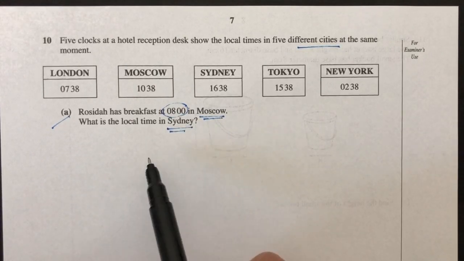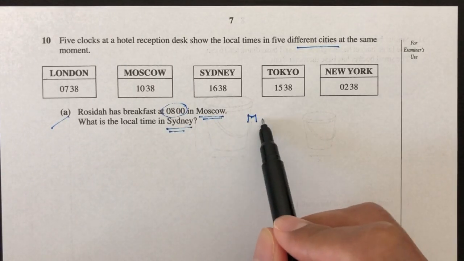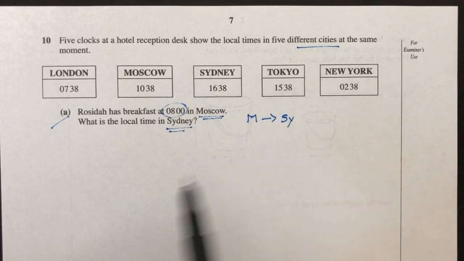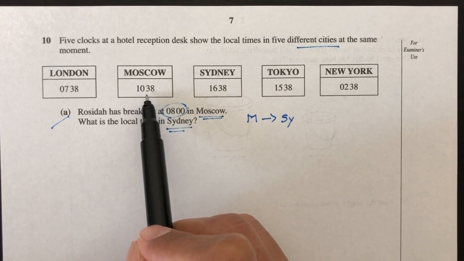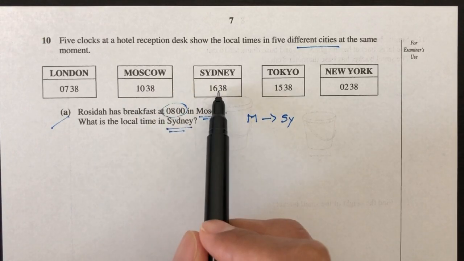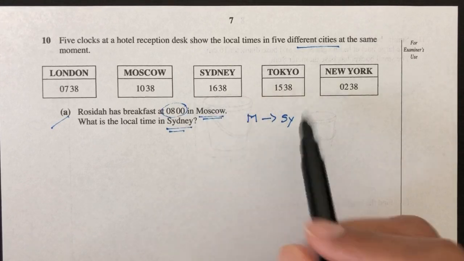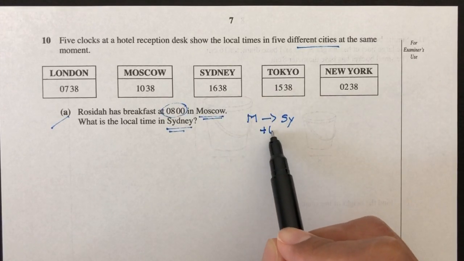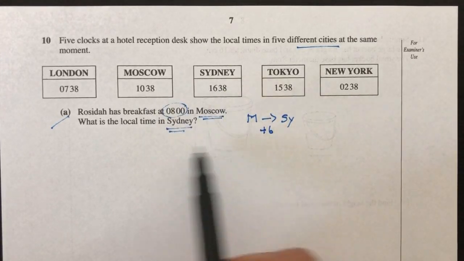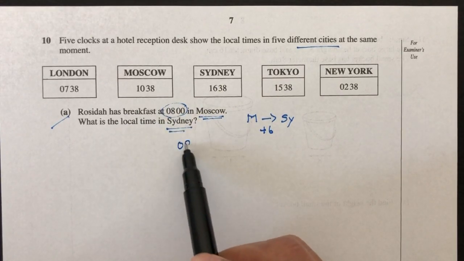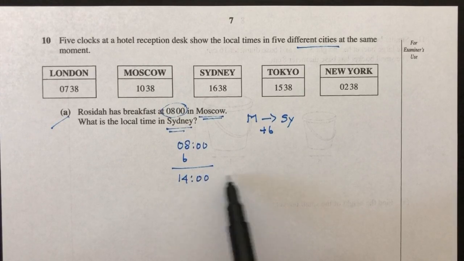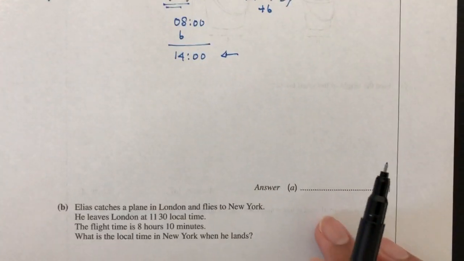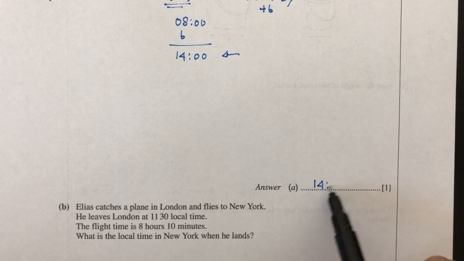So we have to see what is the difference in time between Moscow and Sydney. Here you can see when it's 10:38 in Moscow, the time in Sydney is 16:38. So that means that we have to add 6 to Moscow time to get the time in Sydney. So for example, if it was 8, we add 6 hours. That will be 14. So the time in Sydney will be 14 o'clock, which is 2 p.m.